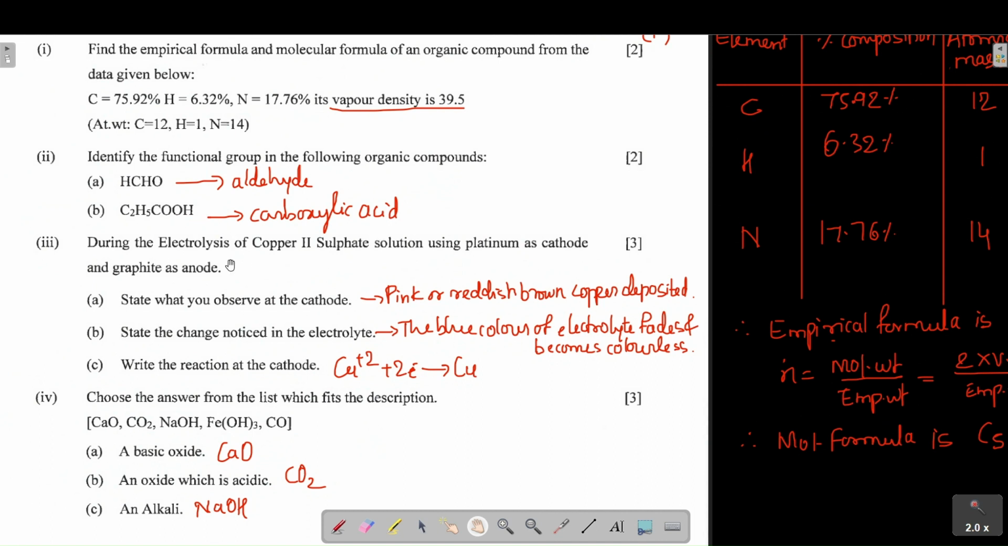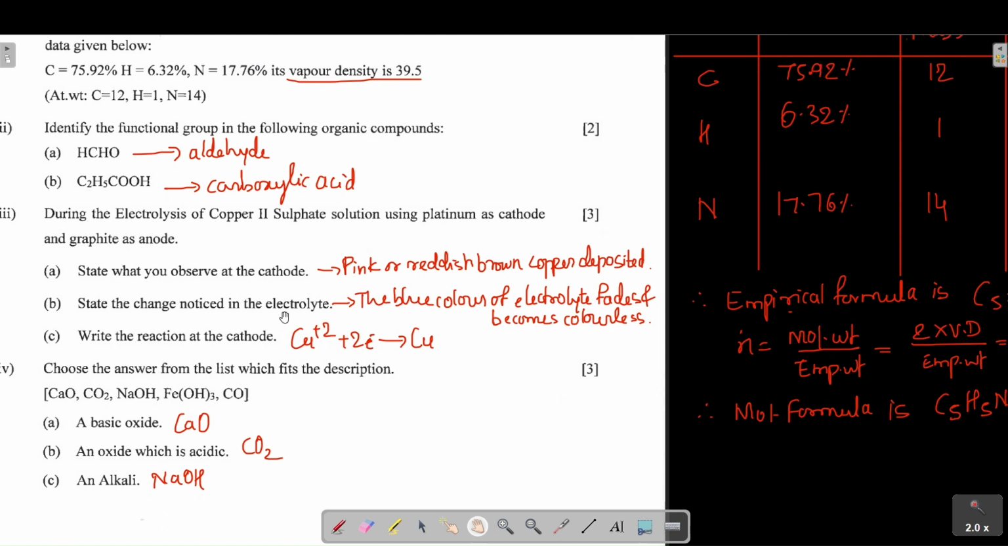During electrolysis of copper 2 sulfate solution using platinum as cathode and graphite as anode. See, platinum and graphite are both inert, so don't worry. State what you observe at the cathode. Same thing happens: pink or reddish brown copper is deposited. State the change noticed in the electrolyte. The electrolyte color is blue, so that blue color fades away and eventually becomes colorless.